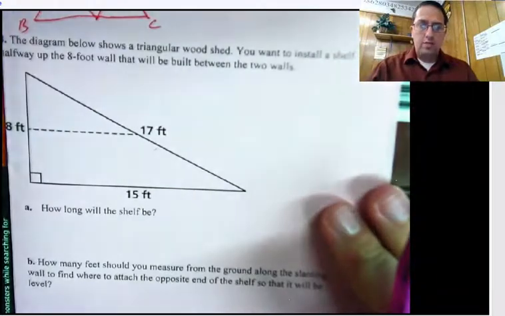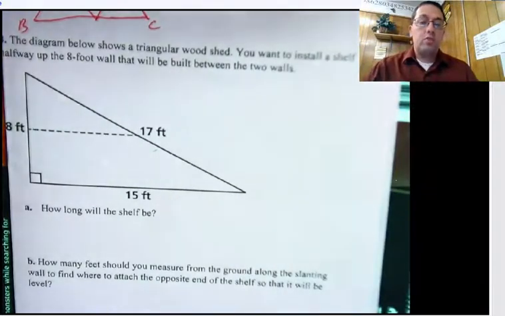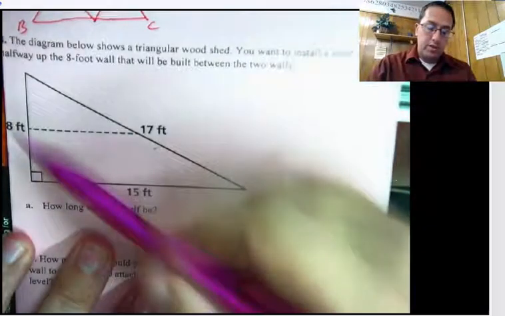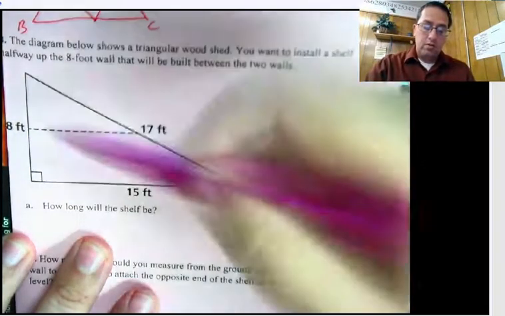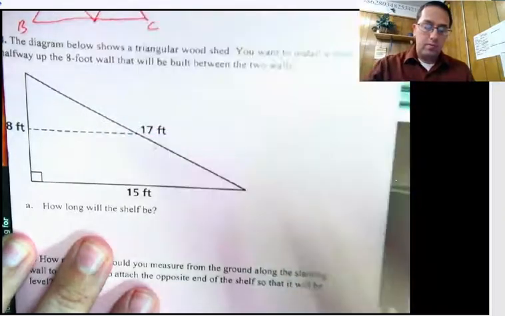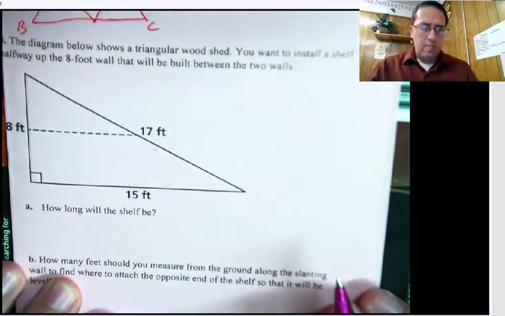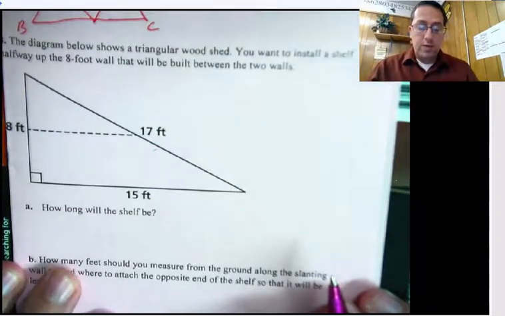So this diagram shows a triangular woodshed. We want to install a shelf halfway up the 8-foot wall that will be built in between the 2 walls. All right? So we've got a woodshed, probably got a door here, and we just throw wood in here. I want to put a shelf, right? Question A, how long should this shelf be?